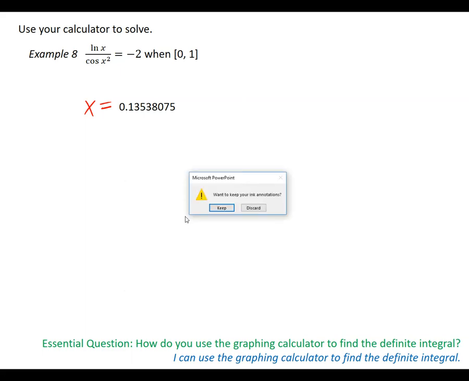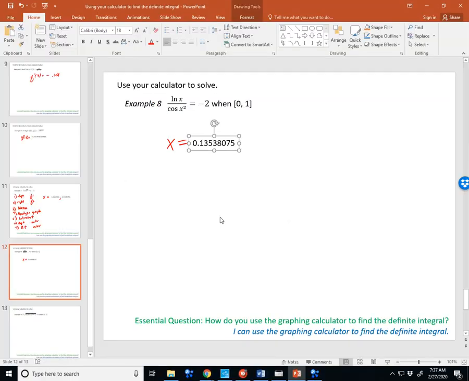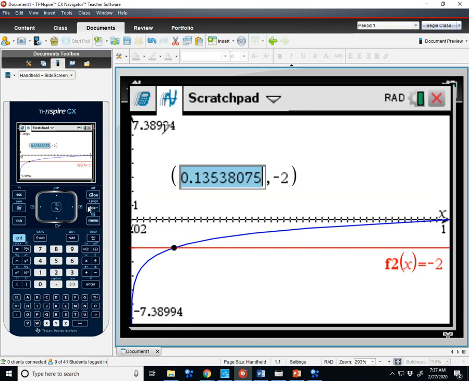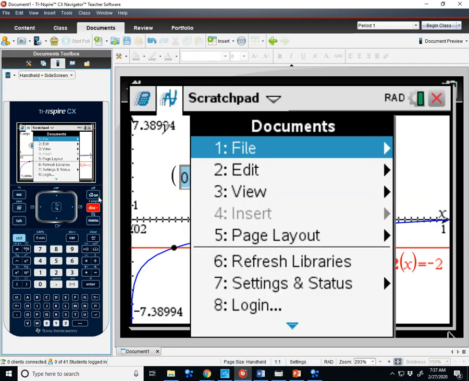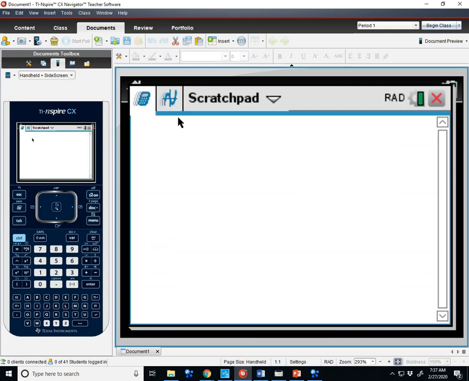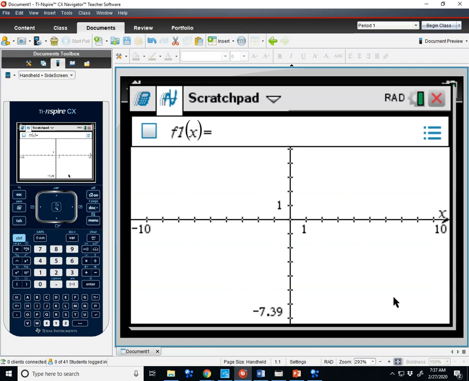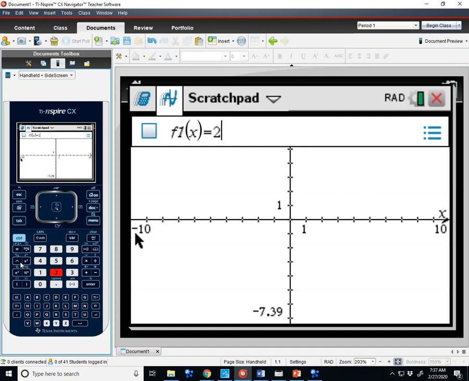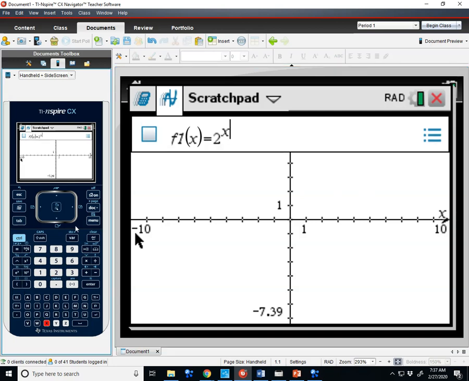Alright, we got one more exciting function to do. You're not doing it? What's wrong with it? Oh, it looks a little weird. Okay, so first things first, hit zoom standard. The nice thing about that is it's going to get you back to your standard window. See how it took us back to a 10 by 10 and it's -7 to 7? That way you might be able to see the graph or adjust it from there. Alright, it's 2 to the x. So 2 to the x. Alright, and then make sure you get it out of the exponent.